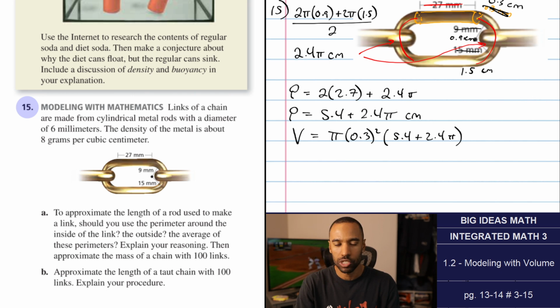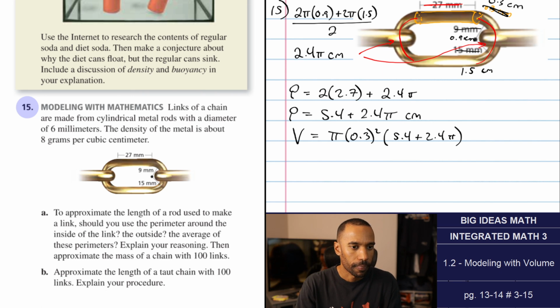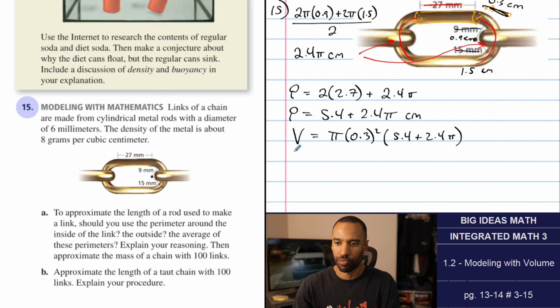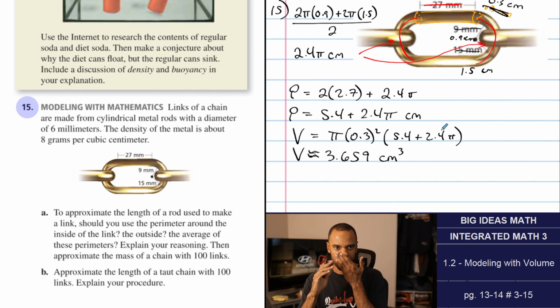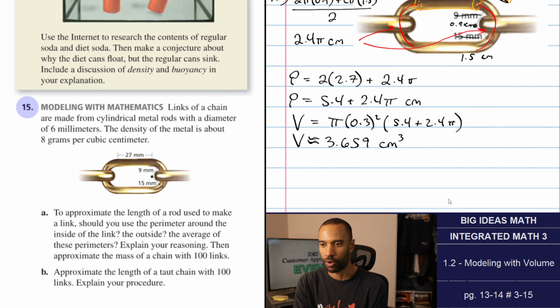So let's see. 0.3 squared is 0.09, but 0.3 squared times 5.4 plus 2.4 pi, oh, I never squared it. Hold on, you can't see my calculator, sorry. Squared times that times pi. And I'm getting 3.659. This is one link, in cubic centimeters. I'm rounding this, but I won't round it in my calculator.